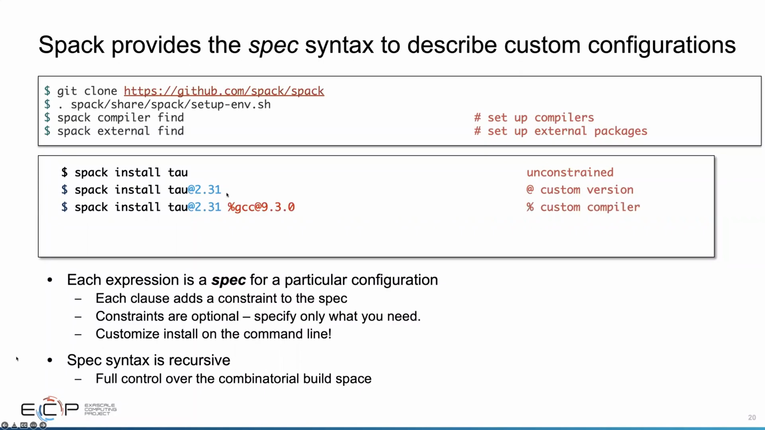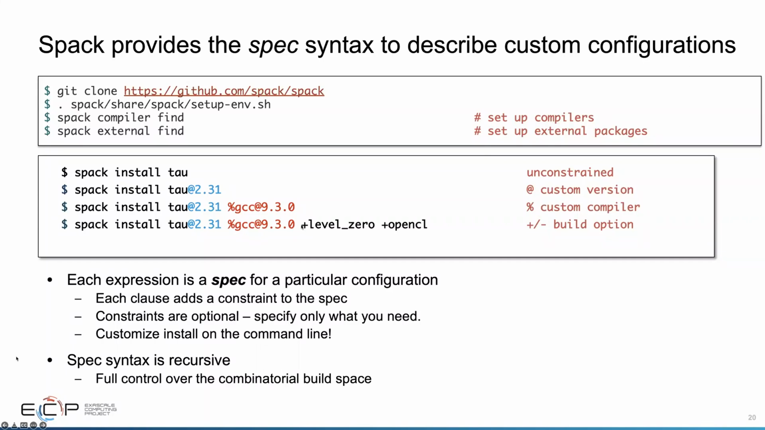You could also say, but I want to use GCC version 9.3.0 while installing tau. And there is a percentage symbol which allows you to specify a compiler. And these are the same compilers that we have already found in the Spack compiler find command. Okay, so now I can specify compilers. I can also specify build options. I could use variants that are there in that recipe and say Spack install tau version 2.31 using the GCC compiler, which has a version of 9.3.0, but enable some options.